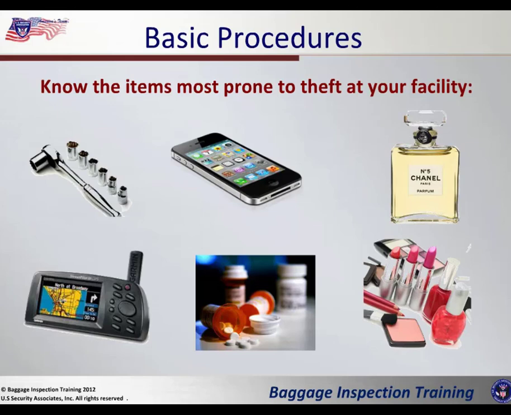It's important that you familiarize yourself with the items that are most prone to theft at your facility. Again, we're focusing on relatively high dollar and easy to conceal items. Some examples can include tools, various electronic devices, cosmetics, perfumes, pharmaceuticals of any type, whether actual pharmacy-grade materials or over-the-counter, can be very prone to internal theft.